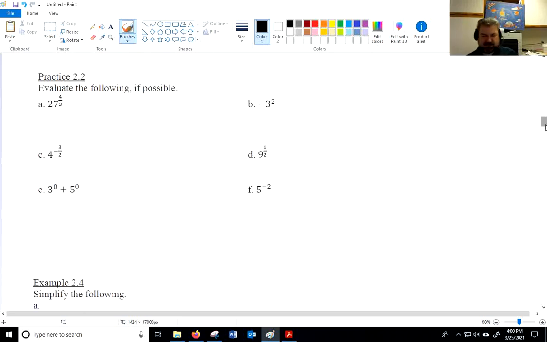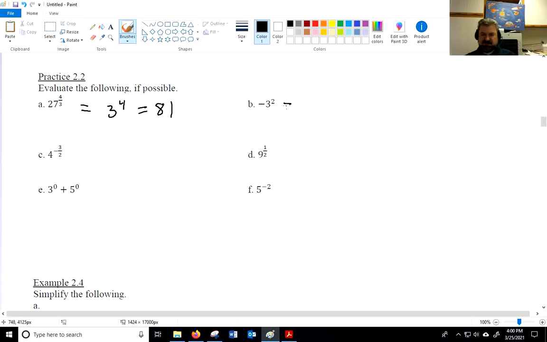All right, go ahead and practice doing those. Pause the video, take your time, and then we'll go over it. Okay, 27 to the 4/3 is 3 to the 4th. So cube root 27. Now 3 to the 4th is 81.